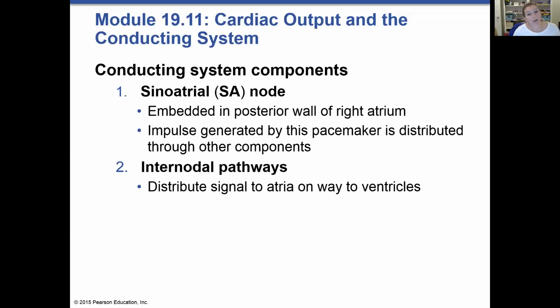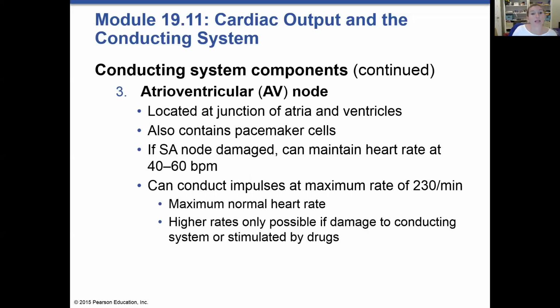The internodal pathways are little pathways of cells, conducting system cells, that are there to just distribute that information all the way down into the ventricles. It takes it to, first, the AV node.